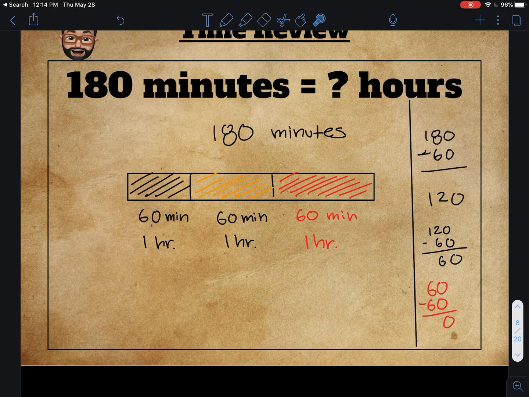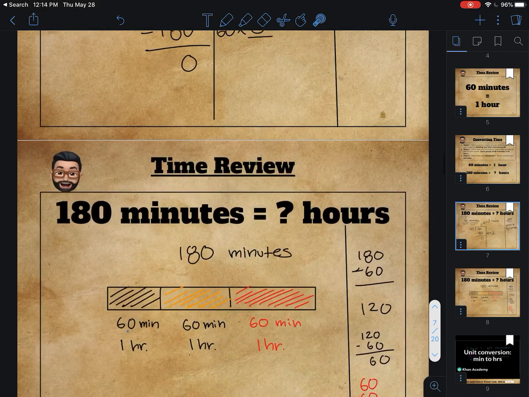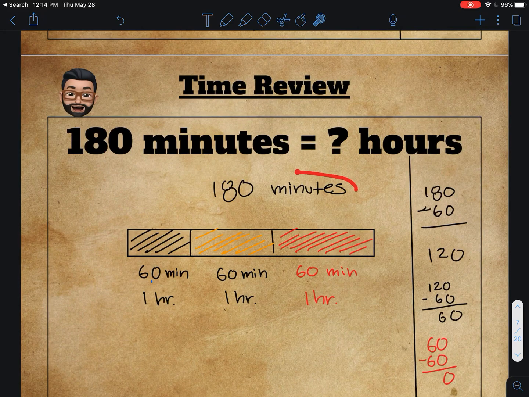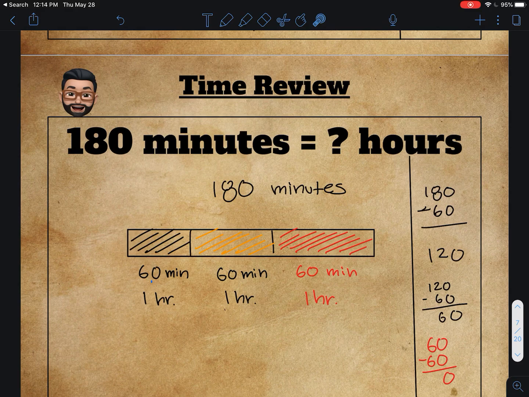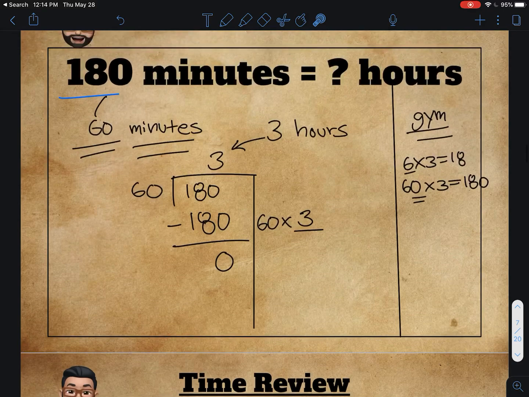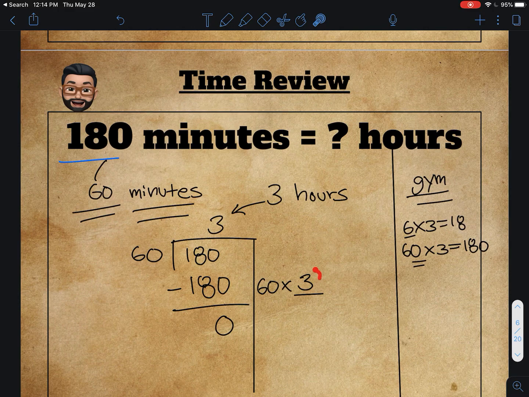So what I did was I subtracted and then I repeated, I subtracted and then I repeated it again, which is essentially the same thing as what I did up here with the division. Visually you can see that this 180 minutes is represented with this larger bar, and I keep breaking off groups of 60 minutes. I was able to do that 3 times, which is 3 hours. That's pretty much what I did here with this division, because repeated subtraction is the same as division.